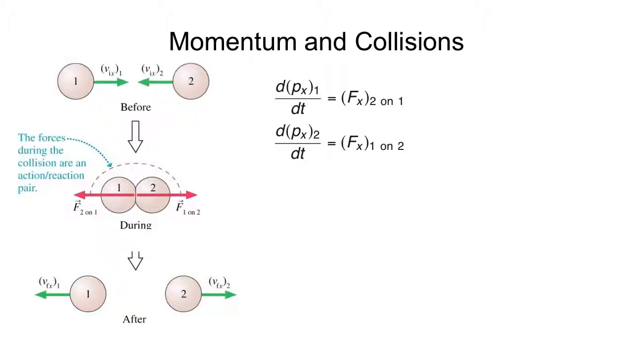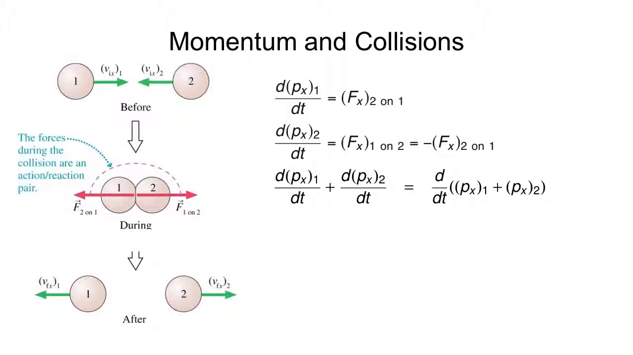But we know something about these forces. What do we know about these two forces? Force of 2 on 1 and force of 1 on 2. They're equal and opposite, right? They're a third law pair. So we know that this one is equal to minus this one in magnitude. And so we can actually use this to think about this problem in a new way, which is taking the sum of all of the changes in momentum.